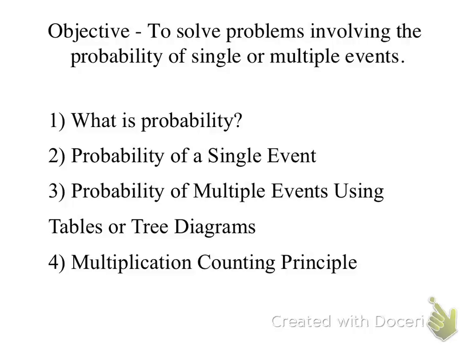Okay, so this lesson is on probability. This is 12-4. We're going to be looking at what is probability, probability of a single event, probability of multiple events, using table diagrams or tree diagrams. We're going to use an outcome grid and counting principles, multiplication counting principles.